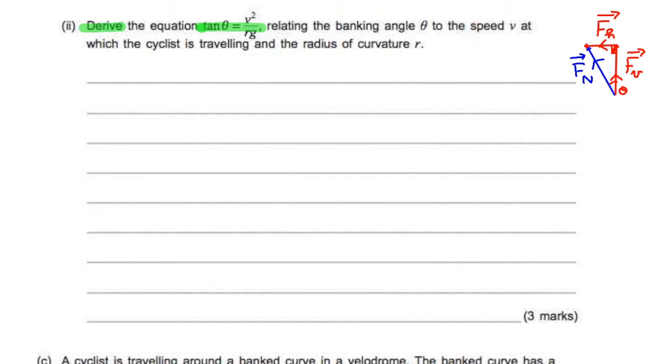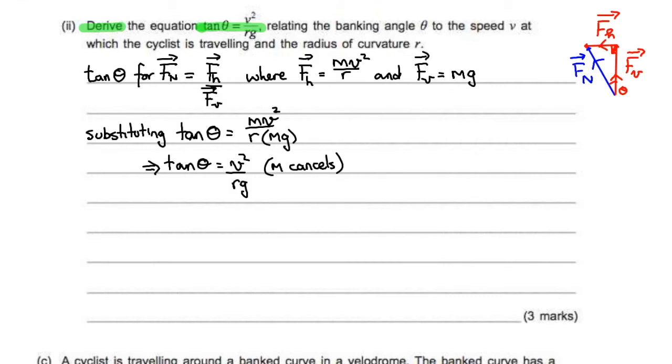Part 2 of the question asks us to derive the equation tan theta is equal to v squared over rg. I have included a copy of the diagram we used to answer Part A. Using the tan ratio for the normal force, this will be equal to the horizontal component divided by the vertical component. Now the horizontal component is actually a measurement of the centripetal force, mv squared on r. The vertical component is a measurement of the weight due to gravity, mg.